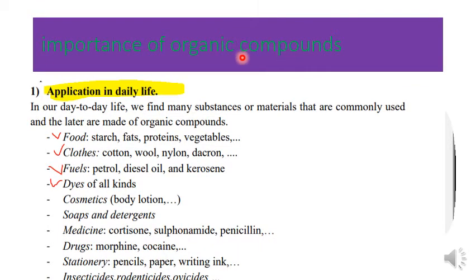Importance of organic compounds in our daily life: we use them in food, for example starch, fat, protein, and vegetables. In day-to-day life we find many substances and materials that are commonly used and are made of organic compounds, for example clothes, cotton, wool, nylon, dacron, fuels such as petrol, diesel oil, and kerosene, dyes, cosmetics, body lotions, soap and detergent, medicine and drugs, stationery such as pencil, paper, writing ink, and insecticides. These are the uses of organic compounds in our daily life.